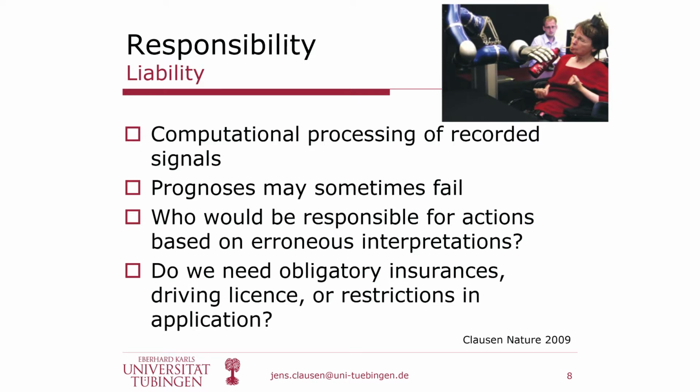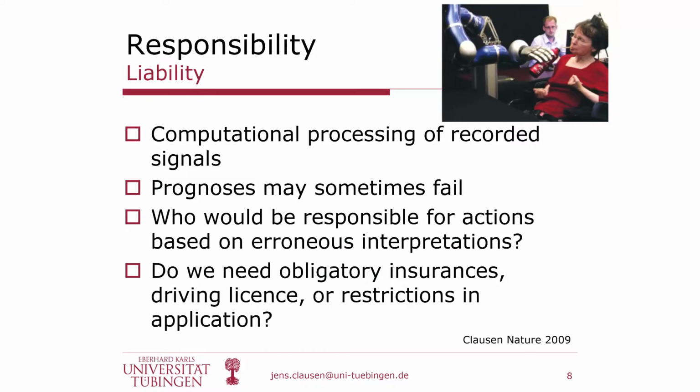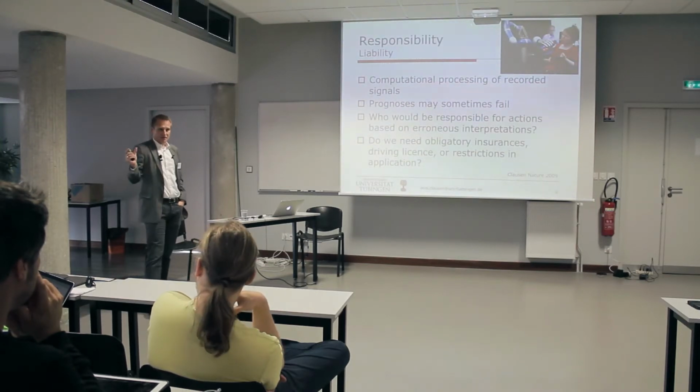Just remember, brain signals are recorded, then computationally processed, and the robotic arm in the end is directed by a computer based on neural recordings. Who is responsible for erroneous interpretation when something goes wrong, harm is caused, or something is destroyed? This is an ethical question and also a legal question. I think Jennifer may come in more detail from a legal perspective in the afternoon. There are different answers to this.